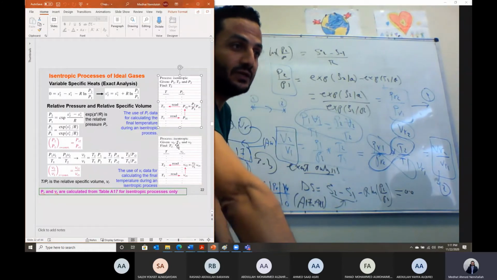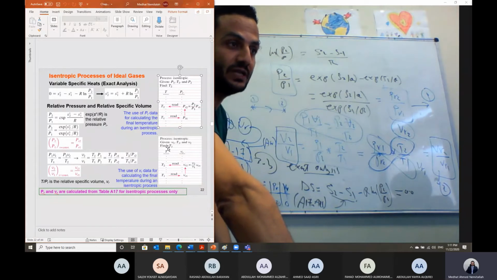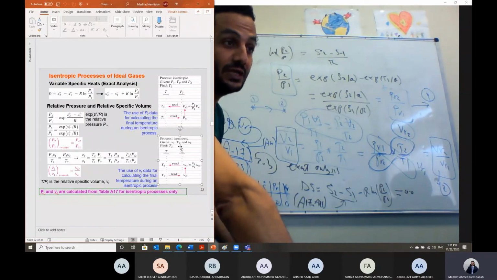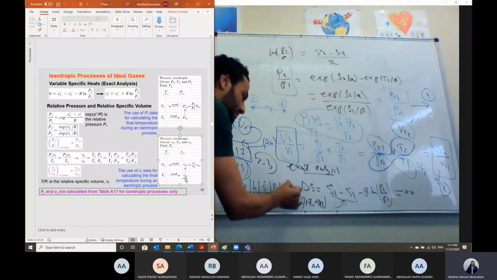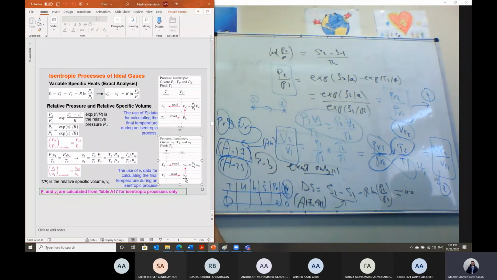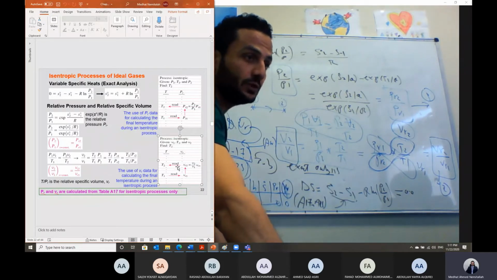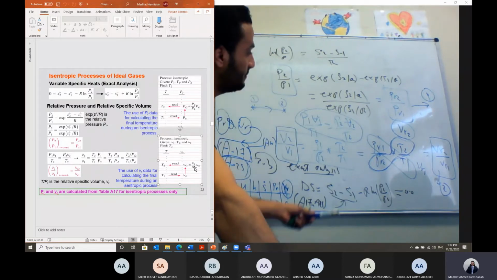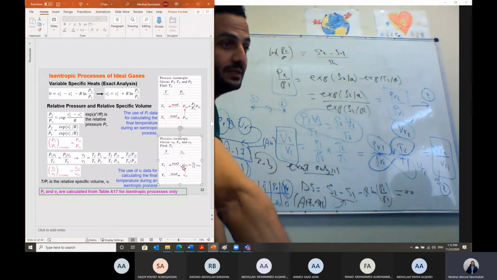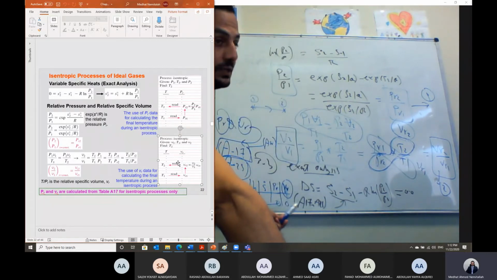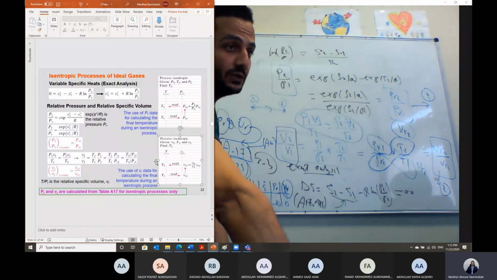But if instead of pressure they give you the volume, the initial volume and the final volume, in addition to the initial inlet temperature T1, I can go to table A17 and get V relative 1. Then I can calculate V relative 2, which will equal V relative 1 multiplied by V2 over V1, based on the second relation. Then I go to the table with V relative 2, go back, and calculate temperature T2. This is the exact analysis.